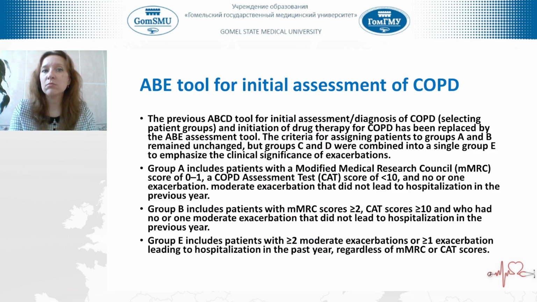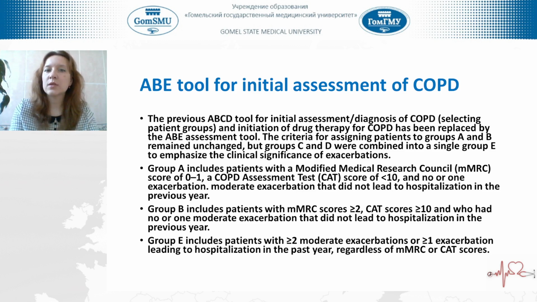The previous ABCD, as you know, the tool for initial assessment and diagnosis of COPD, selecting the patient group and initiating drug therapy for COPD, has been replaced by the ABE assessment tool. The criteria for assessing patients in groups A and B remained unchanged, but groups C and D were combined into a single group E. So now we have only three groups: A, B, E.